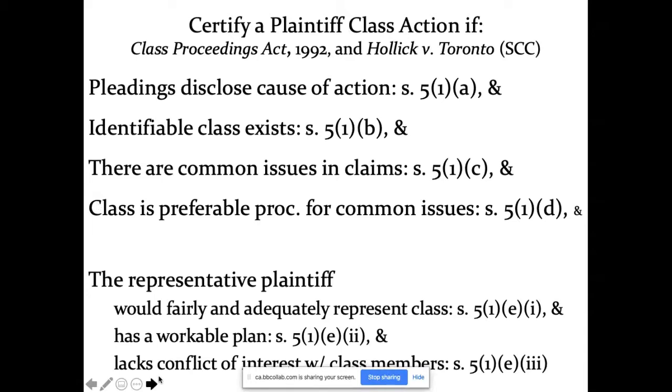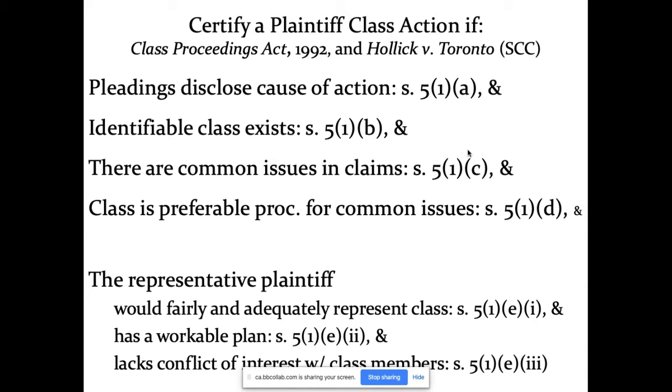We ended off last time talking about the scrutiny of the representative plaintiff, right? That individual who is going to stand up and make decisions on behalf of that class. And Section 5, Sub 1, Sub E tells us what that representative plaintiff has to establish before that class action can be certified. And Mr. Hollick had no problems with that. He's got all of these worked out. Mr. Hollick also demonstrated that there are common issues, right?